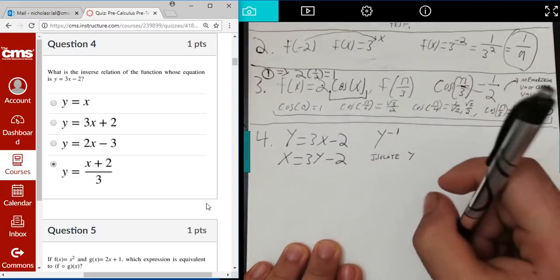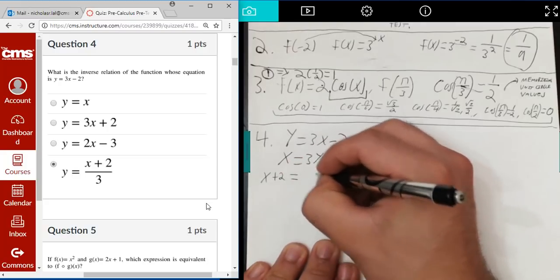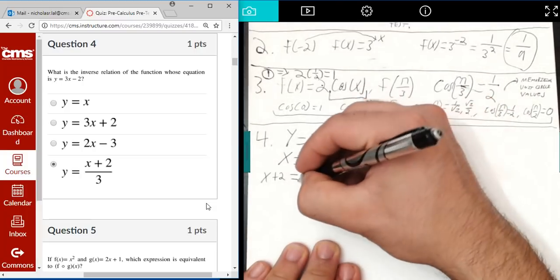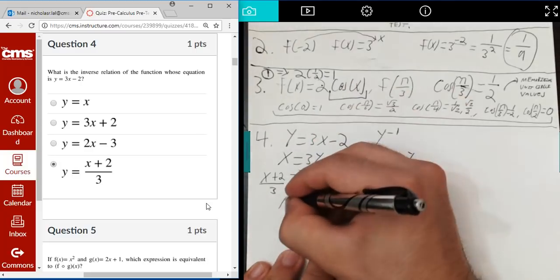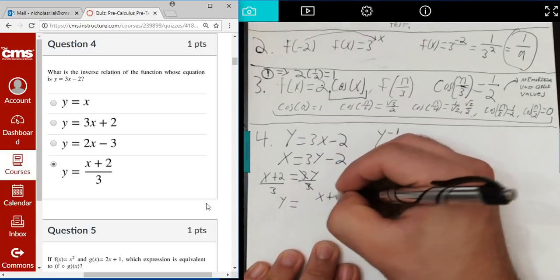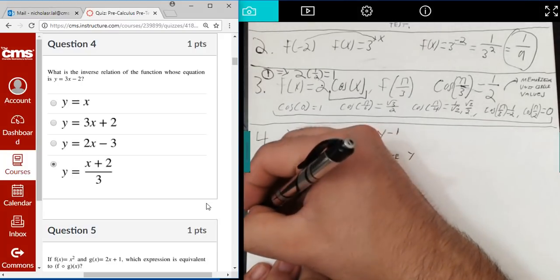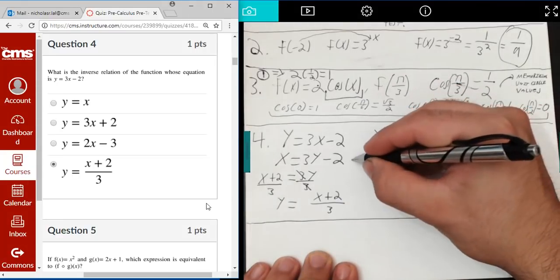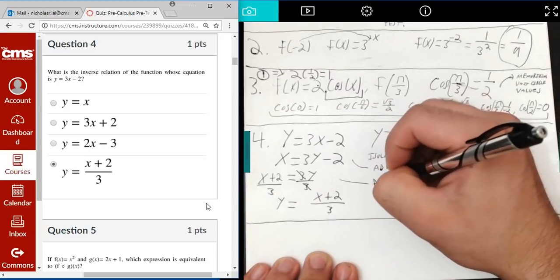So that means that x plus 2 equals 3y, and then we further need to isolate y. So we divide each side by 3. The 3's cancel out, and y is equal to x plus 2 over 3. Alright, so that's all our work for problem 4. We can separate it with a horizontal line. So that's add 2 and you divide by 3.